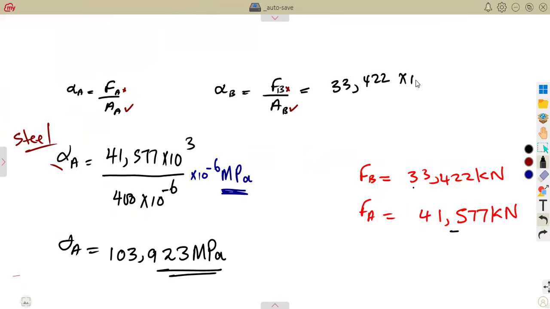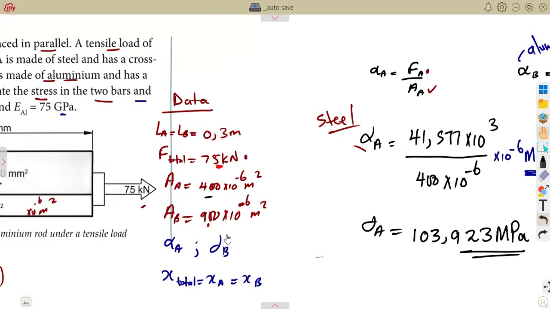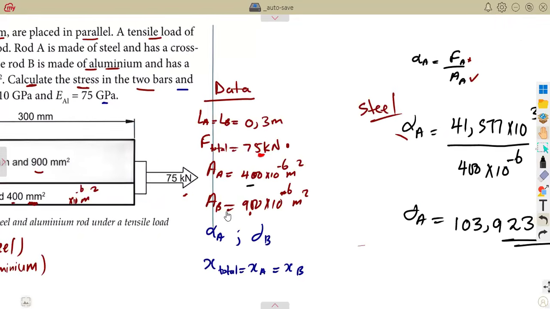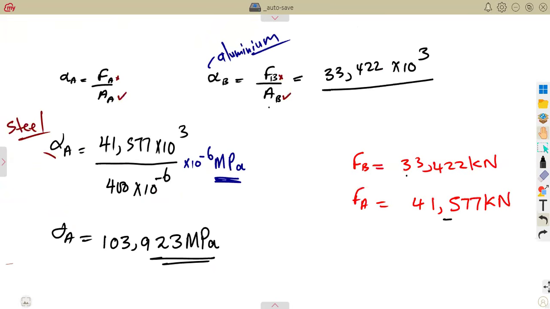33,422 times 10 to the exponent of 3. Remember, B is for the aluminium. It's already there. Over what? Area at B, the area for that aluminium piece, 900 times 10 to the power of minus 6, converting to square meters. 900 times 10 to the exponent of negative 6.